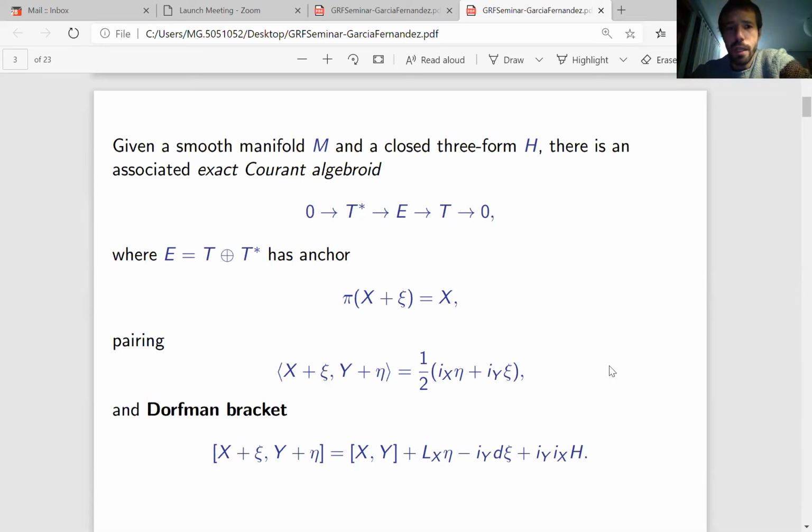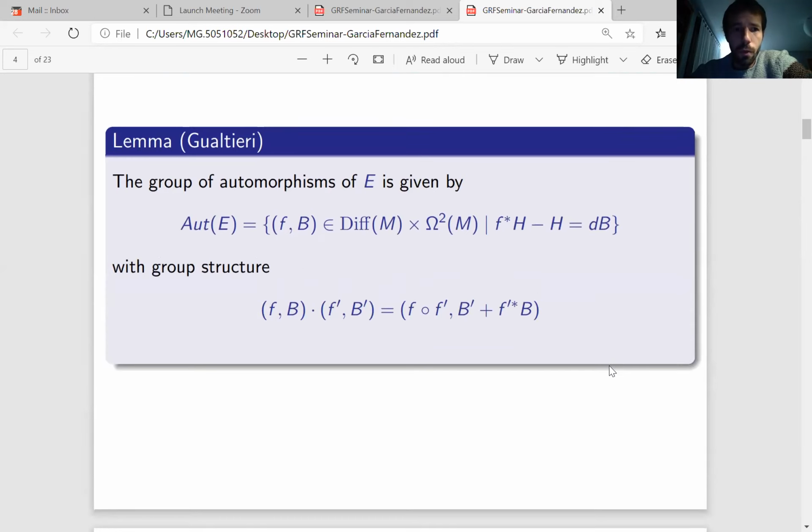And recall that the previous day I was saying that any exact Courant algebroid admits a presentation which is precisely of this form. So recall that we have an explicit form for the automorphisms of the Courant algebroid. So given our Courant algebroid as before, the automorphisms are explicitly given by pairs (F, B), where F is a diffeomorphism and B is a two form, satisfying this equation. So the pullback of H by F minus H is dB. So in particular, the diffeomorphism is preserving the cohomology class of the three form. And there is a specific choice of group operation for this automorphism group.